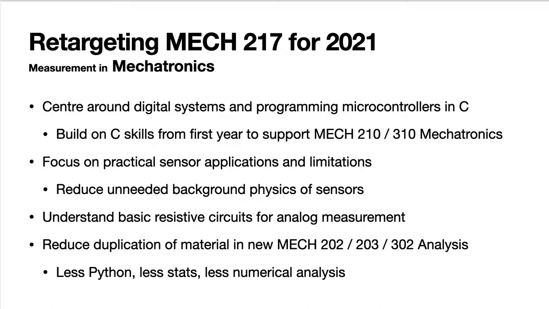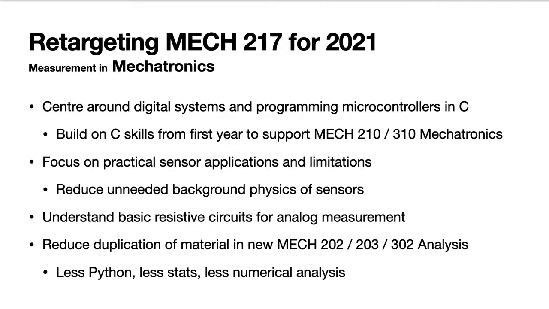We're going to focus on Ohm's law and how to understand basic resistive circuits for analog measurements. These are V equals IR type calculations that you should have nailed from first year. But if you don't, we're going to look back at those and make sure that you've got it all figured out, because you're going to need it in future courses. We're going to reduce duplication of some of the material that's covered in the new analysis stream in MECH 202, 203, and 302. So you'll see a little less Python, less stats, less numerical analysis than we saw in previous iterations of MECH 217.